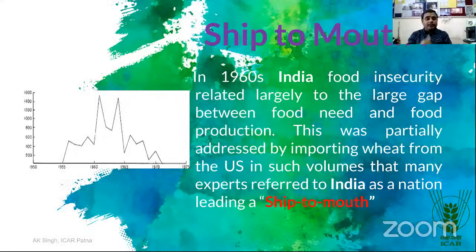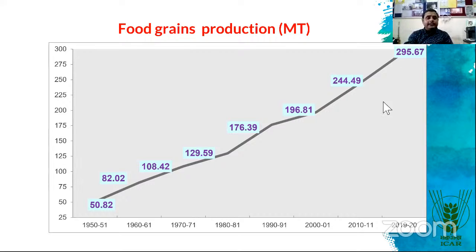You just see the graph, how much food grain we were importing to feed our nation. Now you see, during 1961 to 1966, we were importing 16 million tons, around 25% of our total food requirement was met from imports.